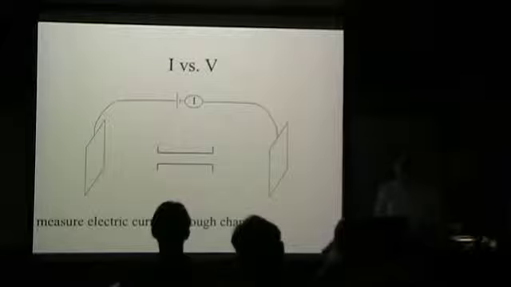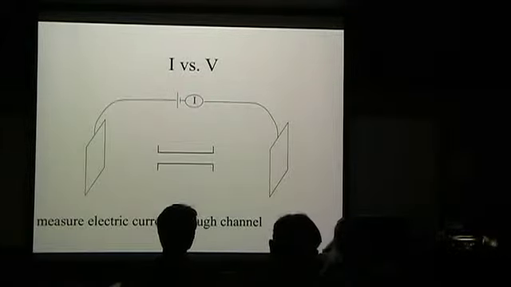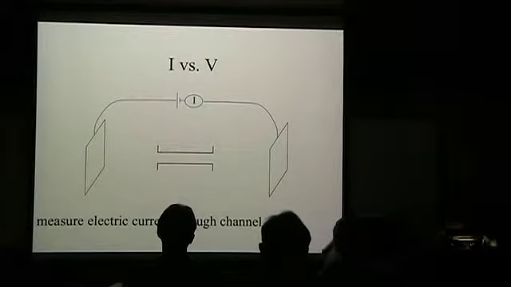So that's a physicist's version of an apparatus. What looks like an electrode is an electrode. What looks like a channel is a channel. What looks like I is I, or current. And what looks like V is a voltage. Okay? So that's the concept here.